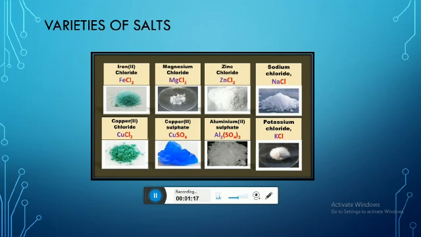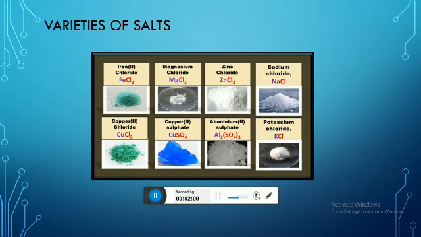There are various types of salts here. Iron chloride, FeCl2, the formula is given at the bottom. Magnesium chloride, MgCl2, zinc chloride, ZnCl2, sodium chloride, NaCl, potassium chloride, KCl, and aluminum sulfate, Al2(SO4)3, copper sulfate, CuSO4, and copper chloride, CuCl2.